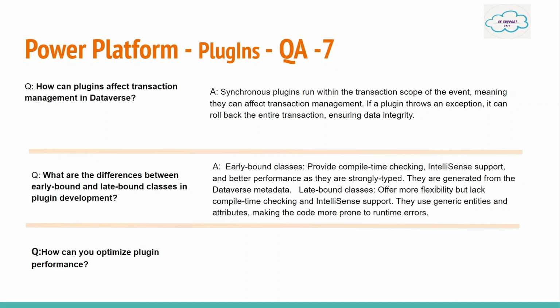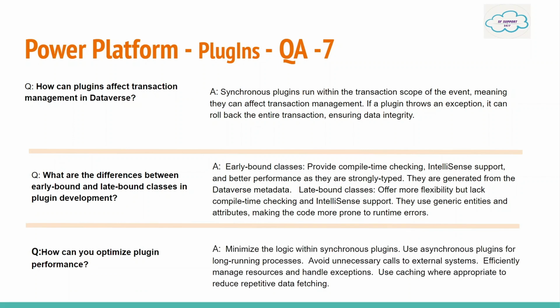Question: how can you optimize plugin performance? Minimize the logic within the synchronous plugin. Use asynchronous plugins for long-running processes. Avoid unnecessary calls to external systems. Efficiently manage resources and handle exceptions. Use caching where appropriate to reduce repetitive data fetching.